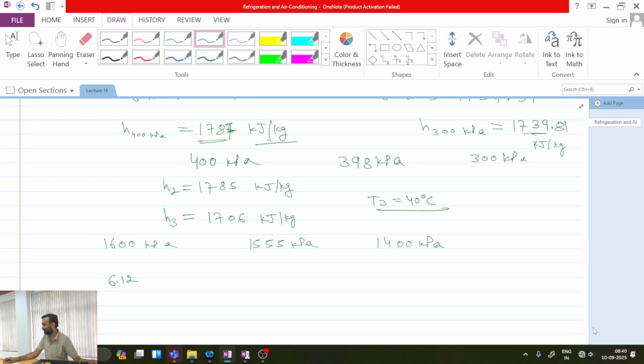1806. At 6.12. Oh, directly 6.12 is there. Good. 1806 point, and at 1400, 6.12 is not there. Then one smaller, one larger. Closest, smallest end.